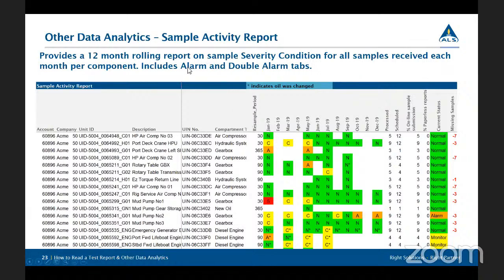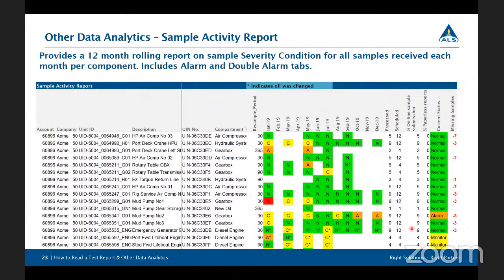Now, there are a couple other tabs on this spreadsheet that we send out on a monthly basis, and that's an alarm list. It just lists every sample point that's in alarm. And then there's a double alarm tab. So you can see down here for that mud pump, see how there are 2 abnormal samples? This would be on the list of double alarms.